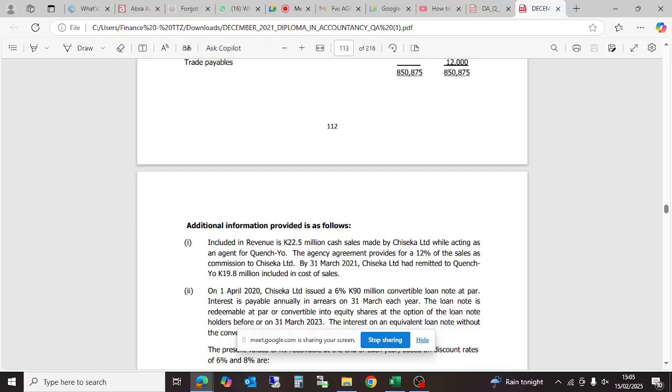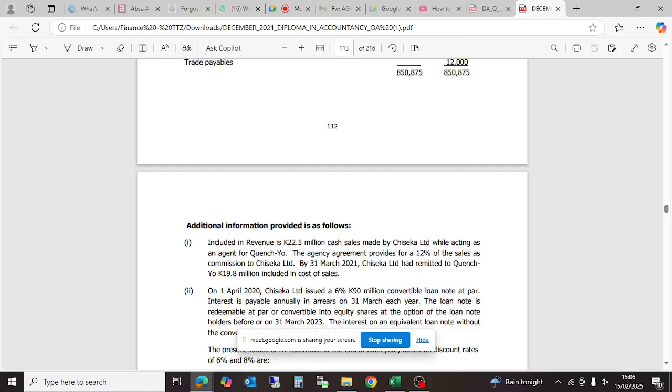Let me repeat again. Included in revenue is 22.5 million kwacha cash sales made by Chiseka Limited while acting as an agent for Quenchio. The agency agreement provides for 12% of the sales as commission to Chiseka Limited. So we have a sales commission right here. How do we treat a sales commission?